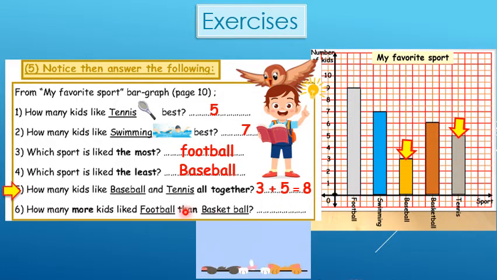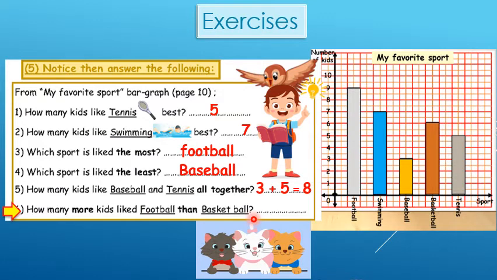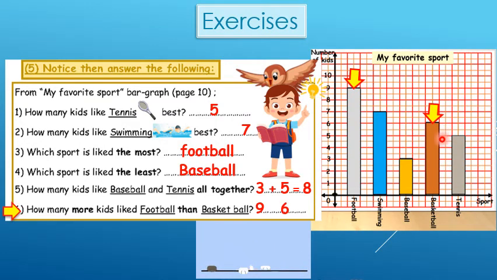Good job. Next one and the last one: how many more kids like football than basketball? When we say more than, we notice that in primary 2 it means subtraction. The bigger minus the smaller. Football will be bigger than basketball. If you notice in our graph, football, how many? It will be 9. And basketball, how many? It will be 6. Then which operation will we do here? It will be minus. 9 minus 6 equals what? It will be 3. Good job.